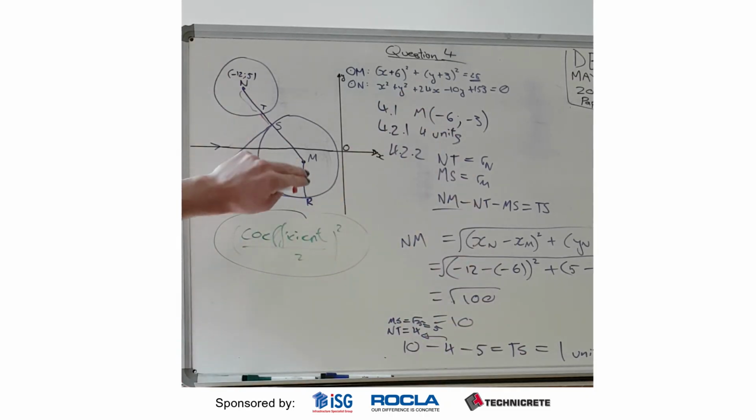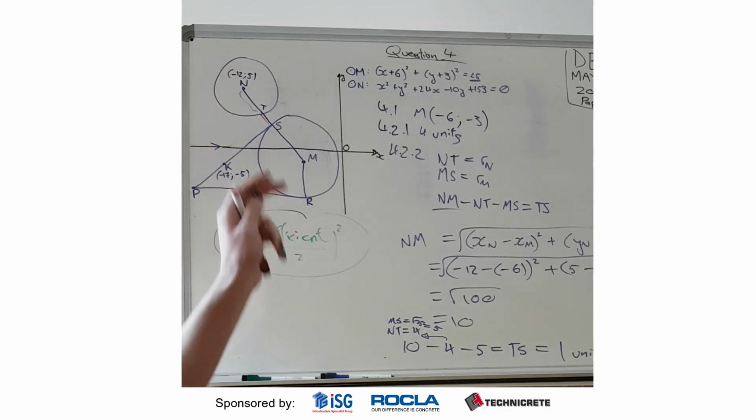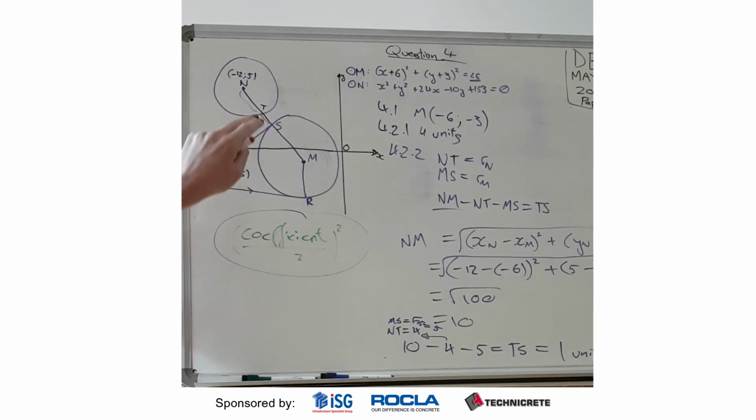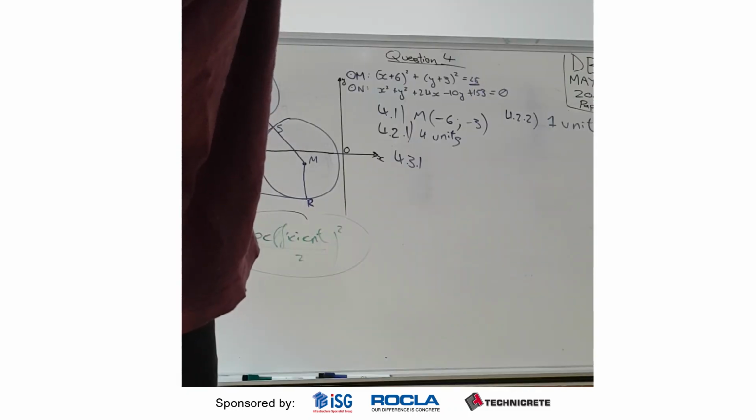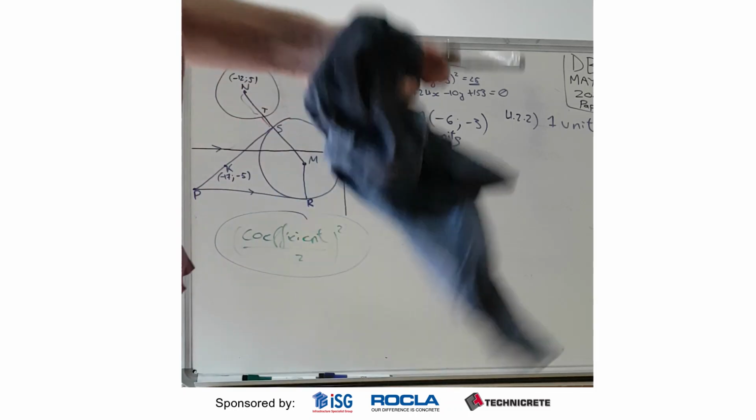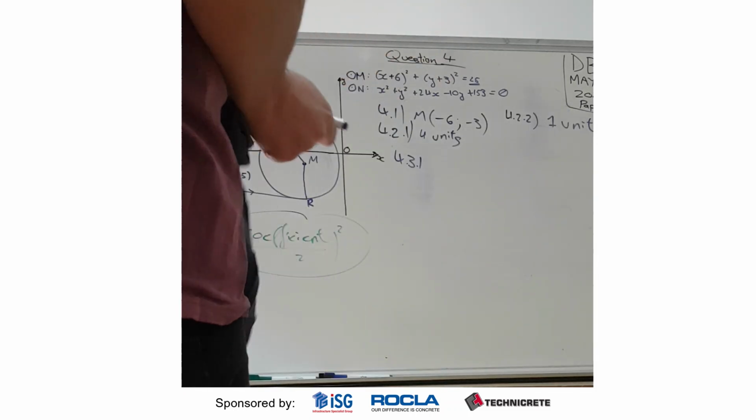Easiest way, find the distance between those 2 points, subtract the 2 radii, you get what's left. It's 1 unit. Okay, that is 4.2.2. I'm going to pause, erase the board, move on to 4.3. Right, so question 4.3.1 is quite a simple one.